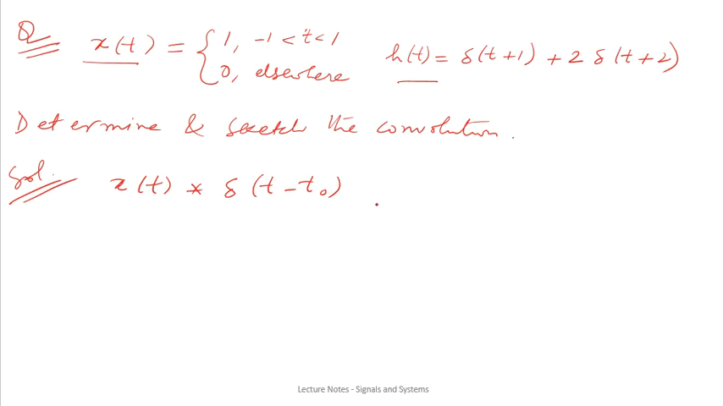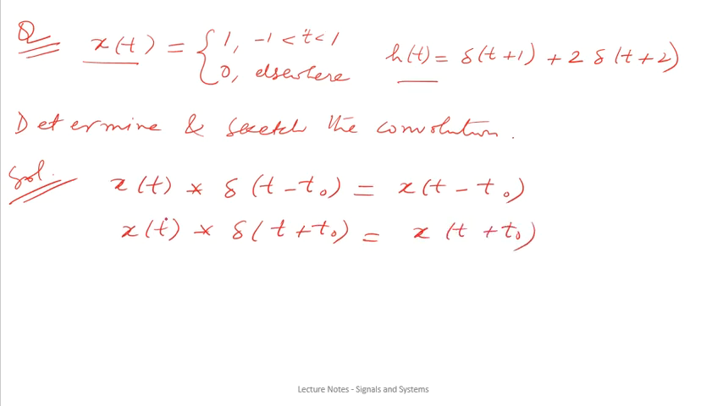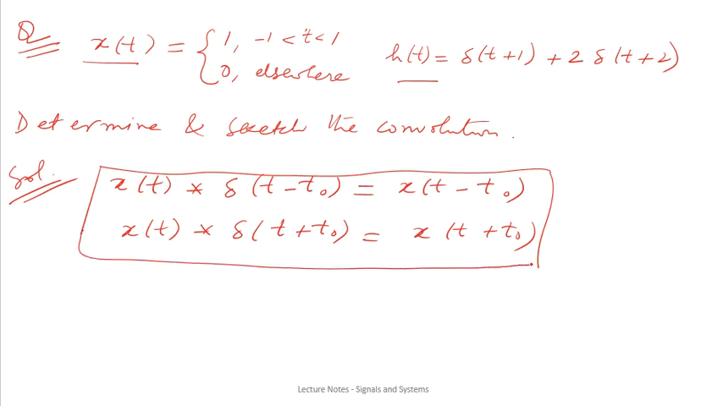Specifically those two results were this: x(t) convolution with delta(t minus t0) will be equal to x(t minus t0), and x(t) convolution with delta(t plus t0) will be equal to x(t plus t0). Okay, so these two results were discussed at the end of the last lecture, so you can just see that lecture as well. So in this problem we will use these standard results to solve the problem.